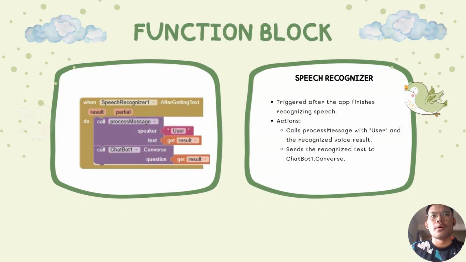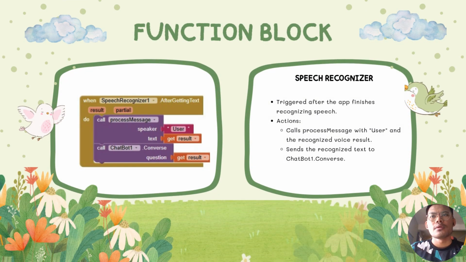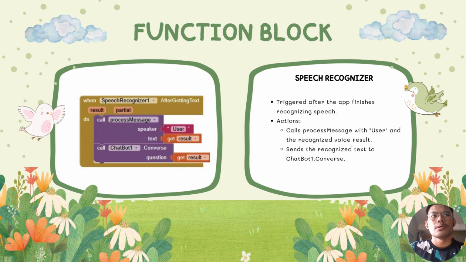So for the next part in the function block, we have speech recognizer. So the speech recognizer happens after the app finishes recognizing speech. So the action taken is the app calls the process message procedure with the name user. This step displays the recognized voice input as a message in the chat interface. Next action, the app sends the same recognized voice text to chatbot1.converse. This allows the chatbot to process the spoken input and generate an appropriate response.